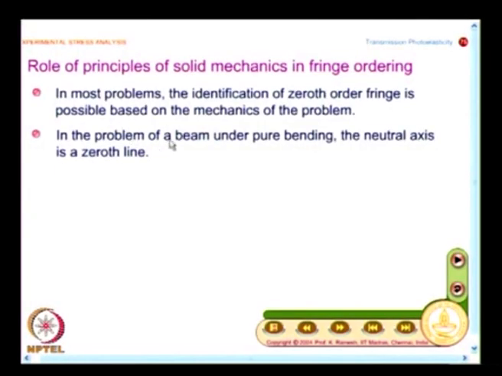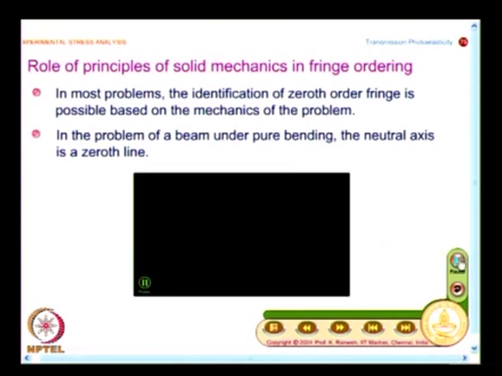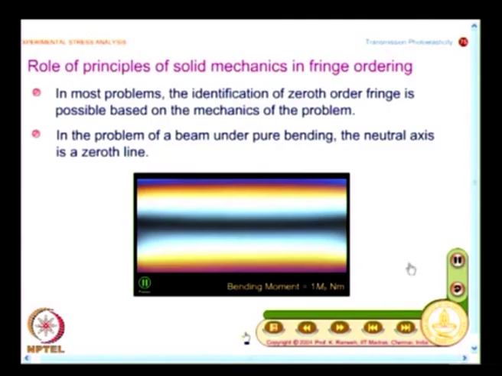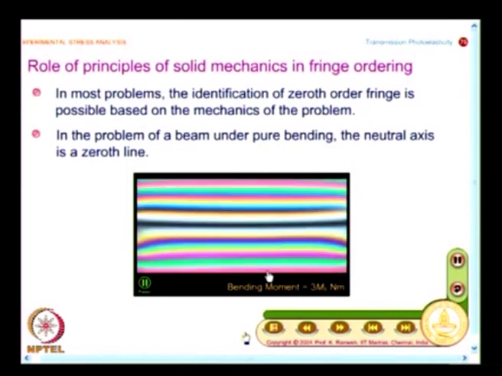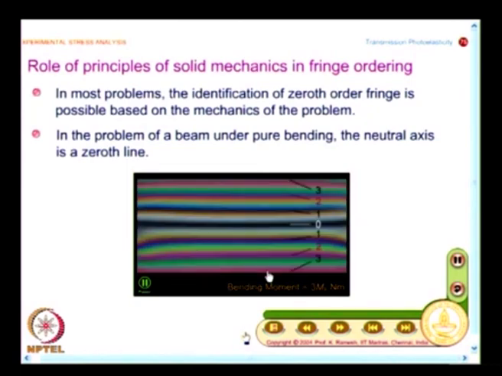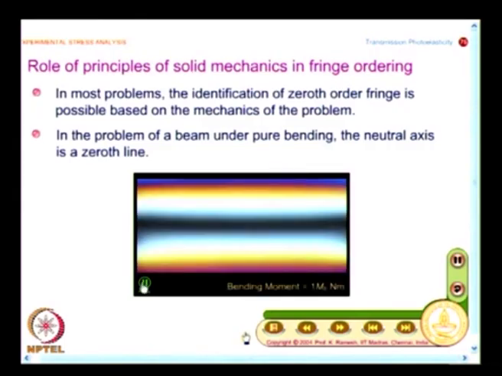So, in the problem of a beam under pure bending, the neutral axis is a zeroth line. It is not just a point, you have a complete line which is a zeroth fringe order, and because of this luxury of the multimedia, you can quickly see what is happening in a beam under bending. And what I have here, I have this zeroth fringe order at the center.